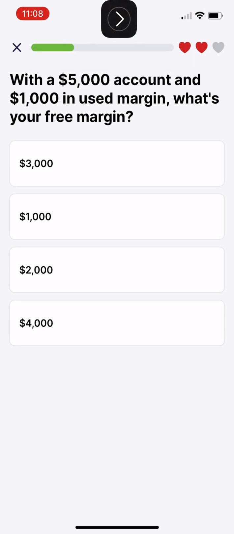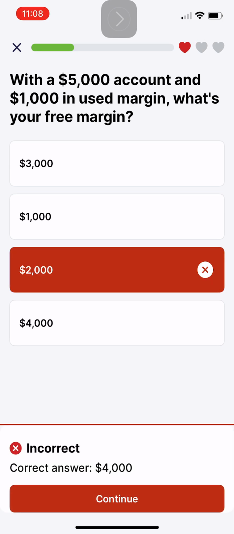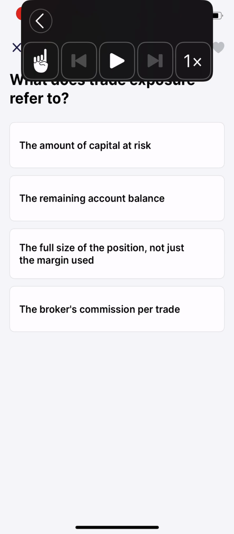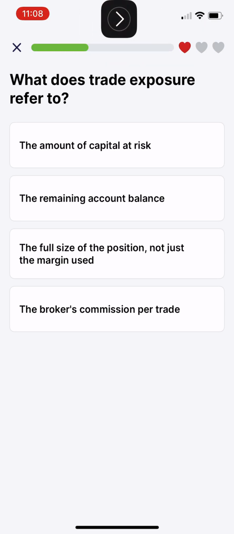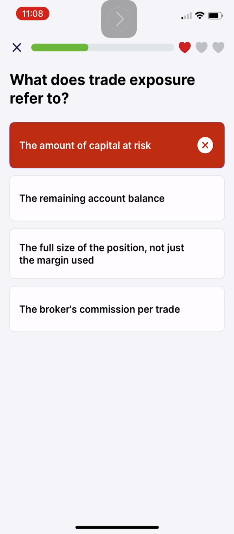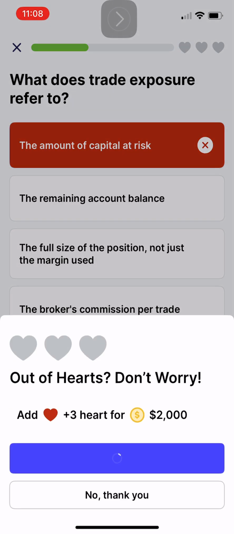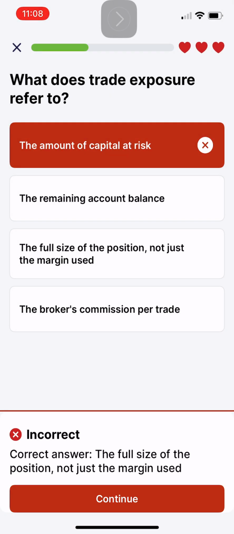With a $5,000 account and $1,000 in used margin, what's your free margin? $3,000, $1,000, $2,000, $4,000. What does trade exposure refer to? The amount of capital at risk, the remaining account balance, the full size of the position, not just the margin used, the broker's commission per trade. Incorrect. Correct answer: the full size of the position, not just the margin used.